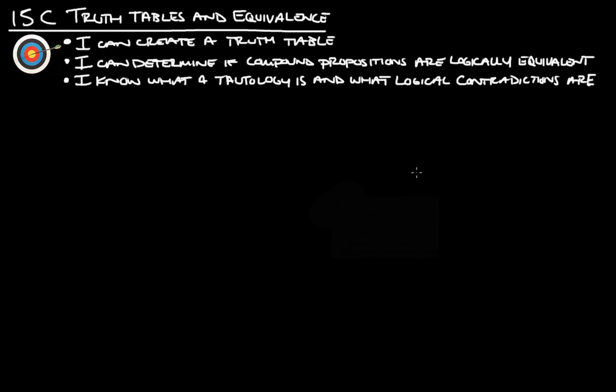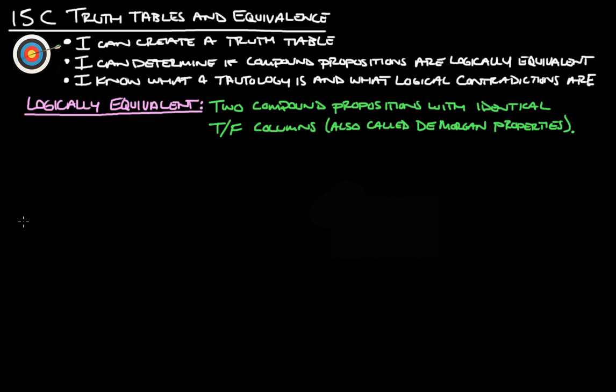I'm going to take you through the 15C notes on truth tables and equivalence. At the end of this, you should be able to say: I can create a truth table, I can determine if compound propositions are logically equivalent, and I know what a tautology is and what logical contradictions are as well. All right, so let's get into it.